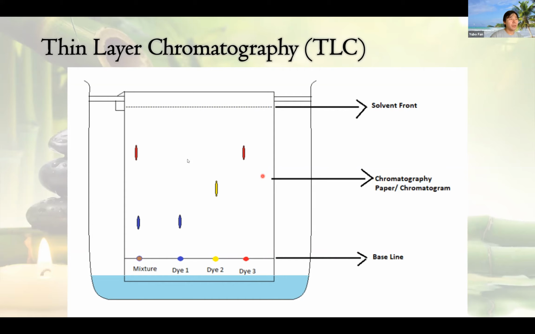Then we can compare their distance from the baseline. Dyes 1, 2, and 3 are standard compounds, we know them already. Then we compare to the mixture. There are 2 compounds in this mixture: one is dye 1, the other is dye 3, and there's nothing related to dye 2. Then we can identify this mixture as containing 2 compounds. Okay, so that's the way we do that.